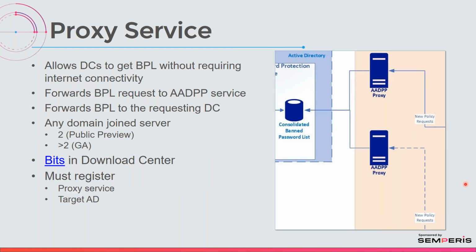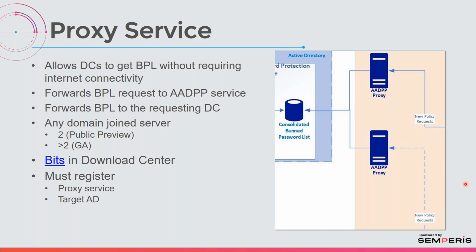So the proxy service. The point behind the proxy service is simply to allow domain controllers to get the banned password list from Azure without requiring internet connectivity. It's a very, very simple service. It's kind of a relay service. When a domain controller asks a proxy to get the banned password list, it forwards the request to the password protection service in Azure. When the banned password list comes back, it forwards it back to the requesting domain controller. Very simple agent.